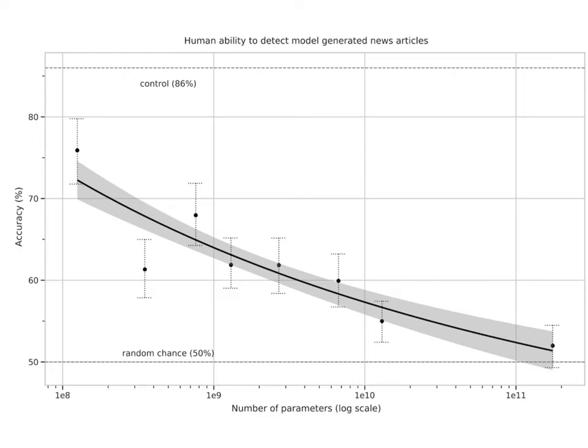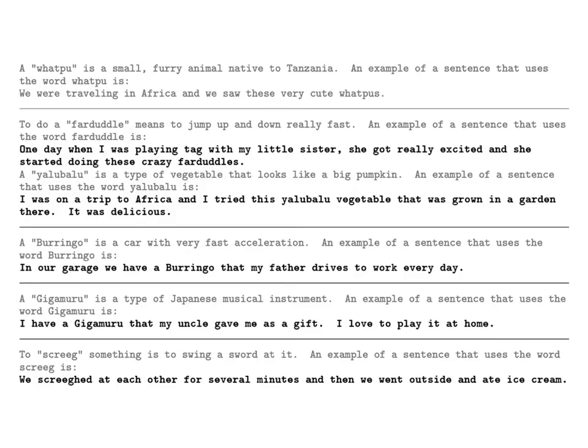Let's drift away from these spooky thoughts and into another weird thing it can do. So GPT-3 can also learn new words in one shot, in few shot learning. For example, a watpu is a small furry animal native to Tanzania. An example of a sentence that uses the word watpu is, "We were traveling in Africa and we saw these very cute watpus." Notice that they've included the proper plural there too.